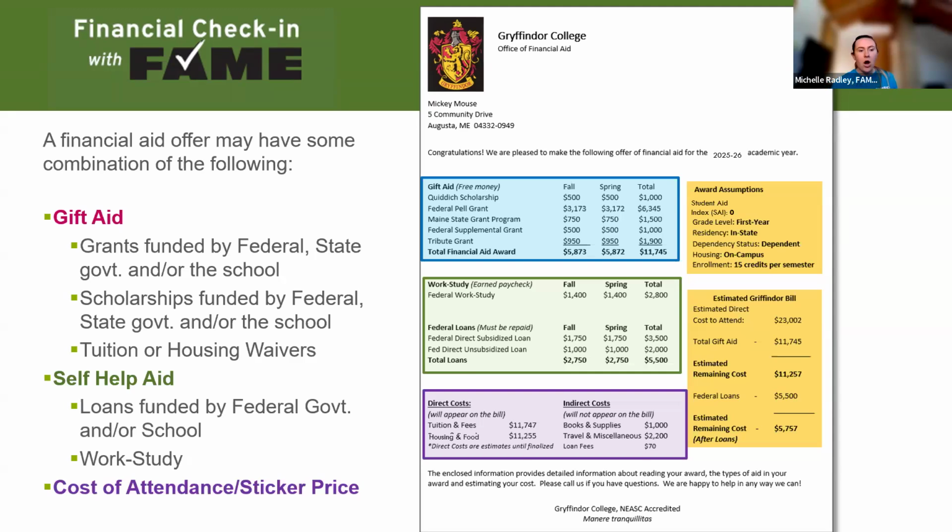But I really like that this offer highlights the difference between gift aid being free money, the work study being like an earned paycheck, and federal loans needing to be repaid. A lot of offer letters don't necessarily make that indication when they break it out. And the reason why I think that's important is because an example is work study. You shouldn't really be incorporating that in an expectation of how you're going to cover the cost of a bill. And the reason why is because that's not lumped in when it comes time to pay the bill.